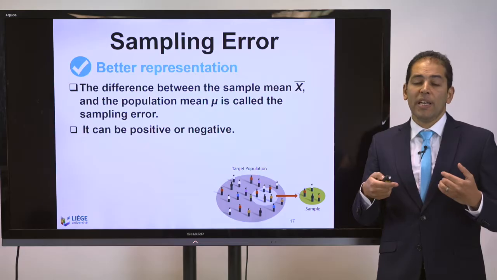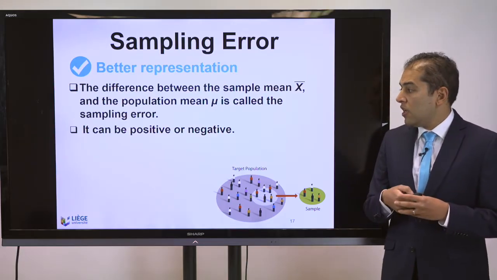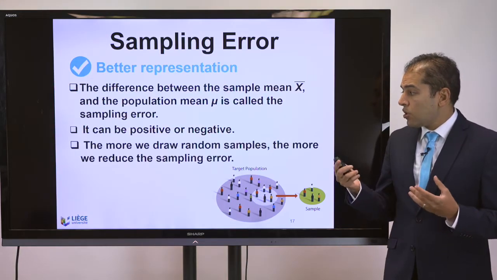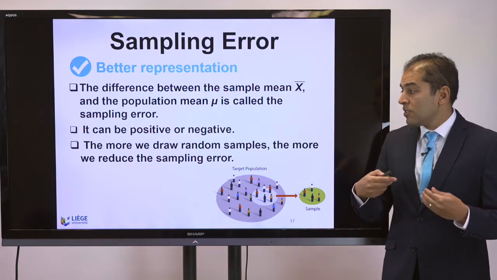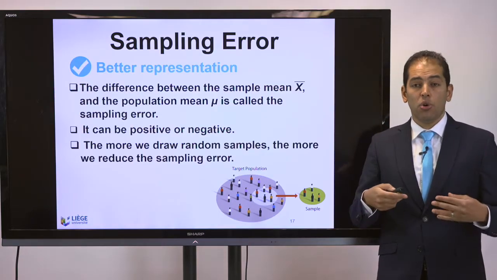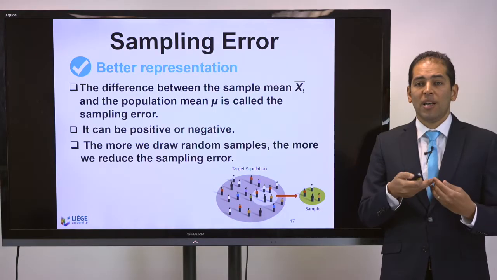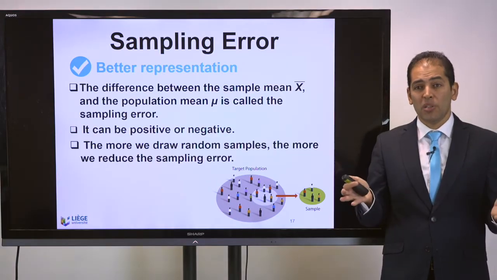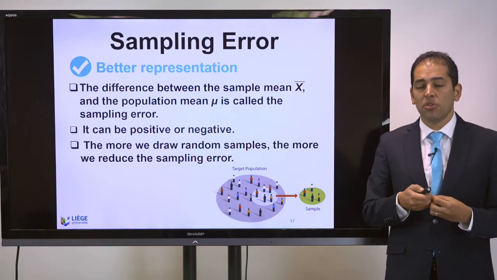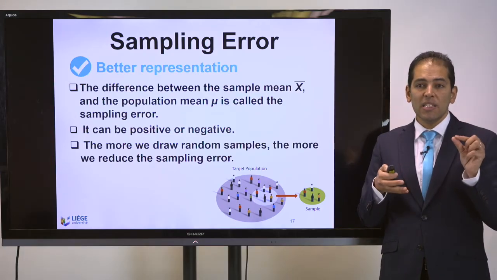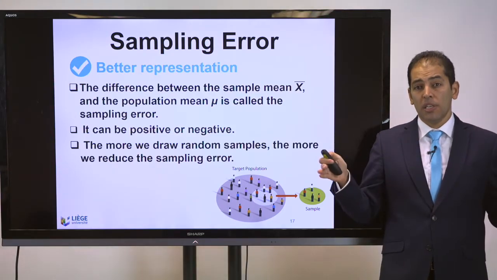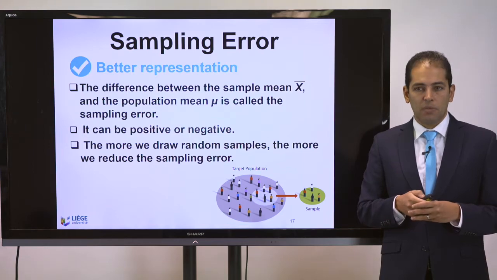By that, we can have a negative or a positive value, and the more we draw random samples, the more we reduce the sampling error. So actually we are increasing our sampling and we are increasing our sample size, we are repeating our sampling approach. By that we are decreasing the sampling error and we are increasing the sample size.